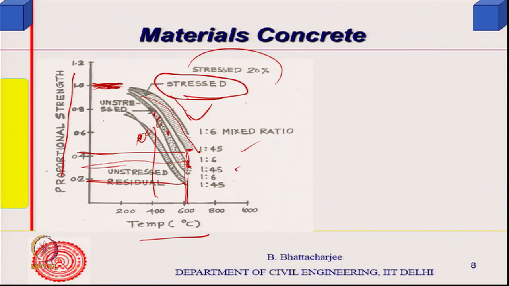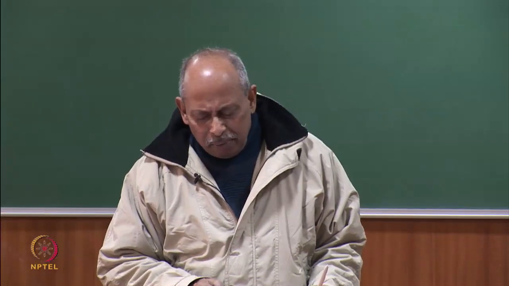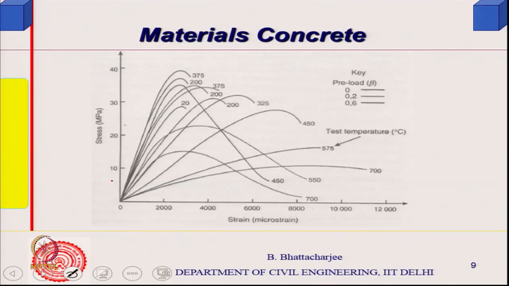People have actually fitted some simple equations, which we will look into and then fix. So this is the kind of stress strain behavior of concrete, all right. You find that at 375 degrees centigrade, this is the kind of scenario. At 700 it is like this, at 575 it is like this.